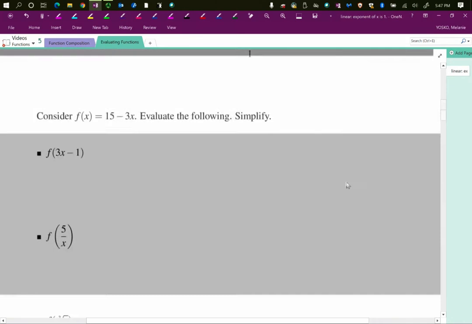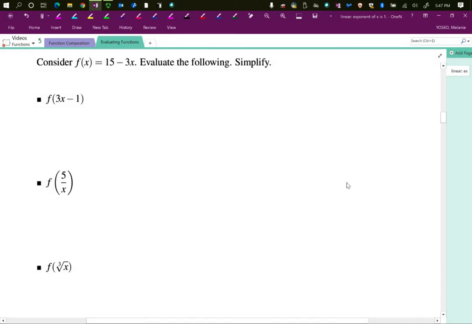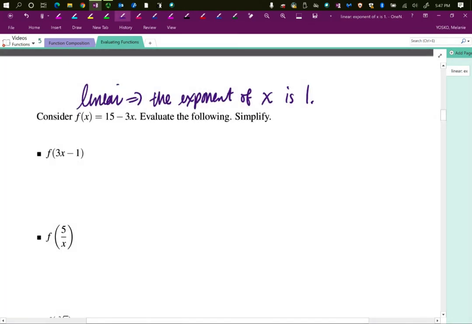Let's try another one. So what if we have another function, f of x equals 15 minus 3x? This is linear because the exponent of the x term is 1. So if f of x equals 15 minus 3x, we're going to evaluate. So we want to say, well, we've replaced this x right here with 3x minus 1. So we're going to replace this x with 3x minus 1. Okay, and if this is hard for you, you can do some scratch work on the side. So maybe it bothers you that you're not plugging in just a number anymore. So let's try for you.